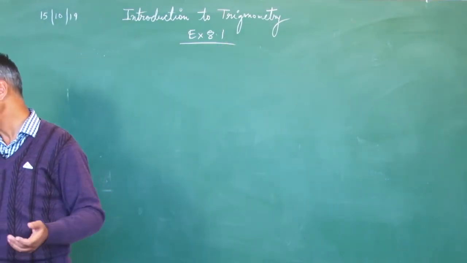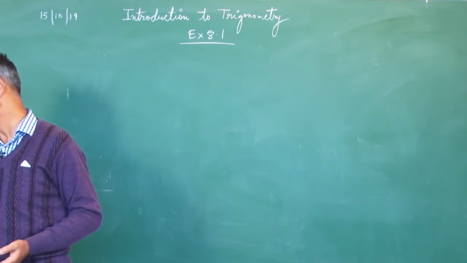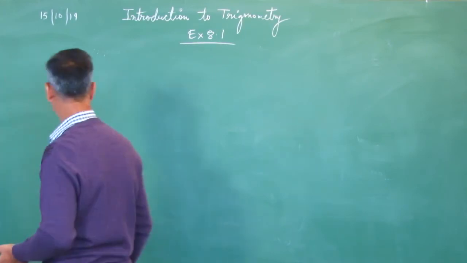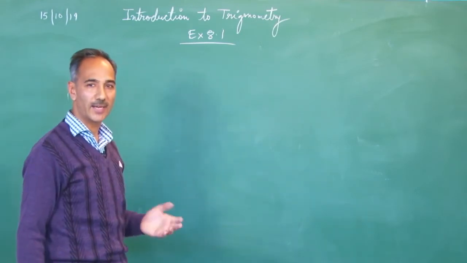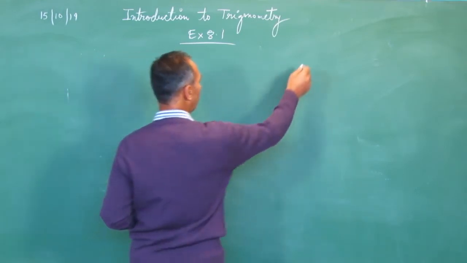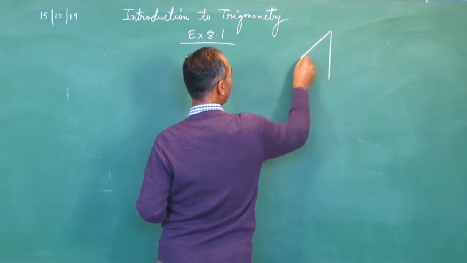Let's see what's given. You have a right angle triangle, which is right angled at B. Now all sums will have a right angle triangle because it's all based on a right angle triangle. So I have a right angle triangle.